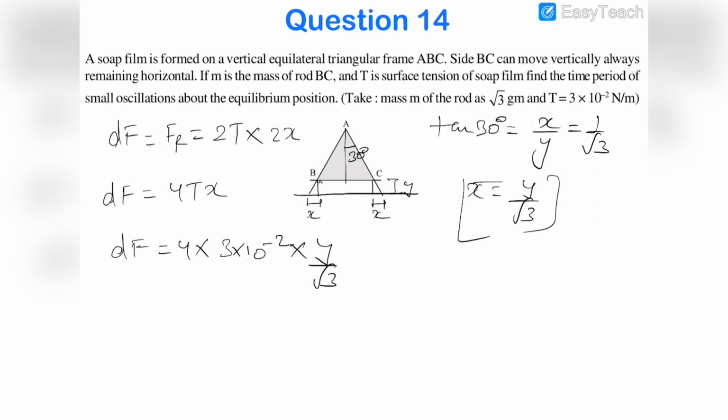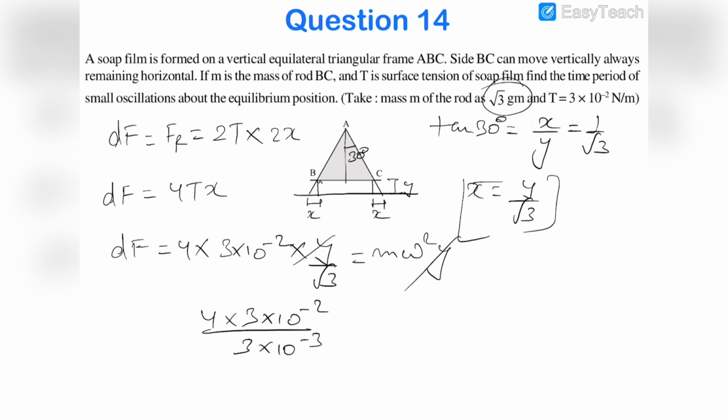Now this force will be equal to m omega square y, where y will be cancelled out. So m is root 3 grams. So this is 4 into 3 into 10 raised to power minus 2 upon 3 into 10 raised to power minus 3, which is equal to omega square. So cancelling this 3 with 3, omega square will be equal to 40, and we have to find out the time period.